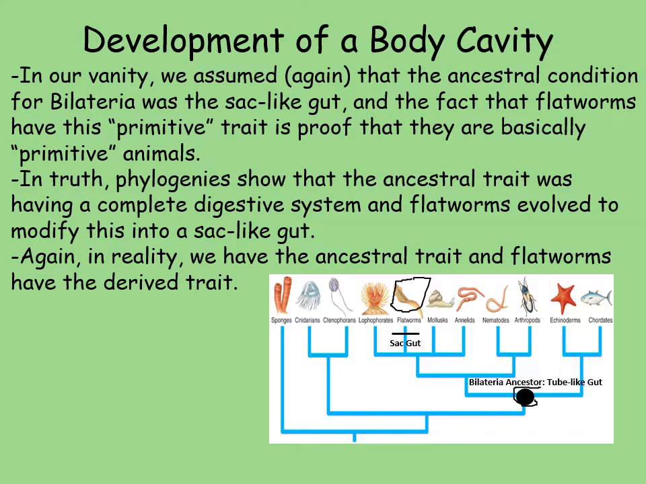So again, in reality, for the trait of having a complete digestive system, we have the ancestral trait, and flatworms have the derived trait. So we can't just assume that just because we have a certain trait, that trait must be more modified from the common ancestor than a trait that we don't have. And that is the mistake that biologists have made in the past.